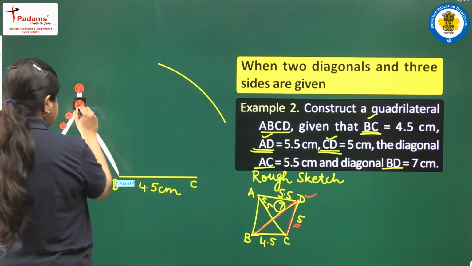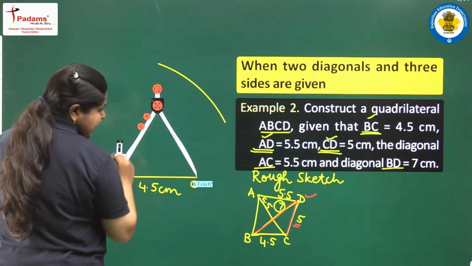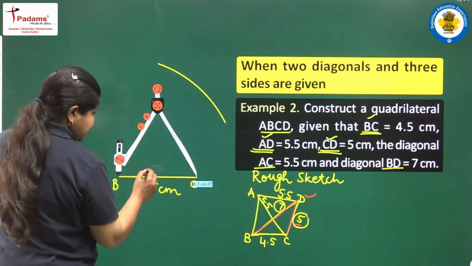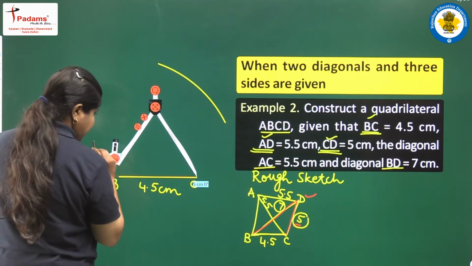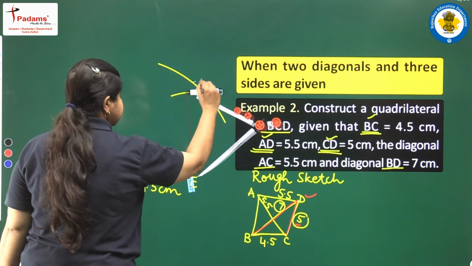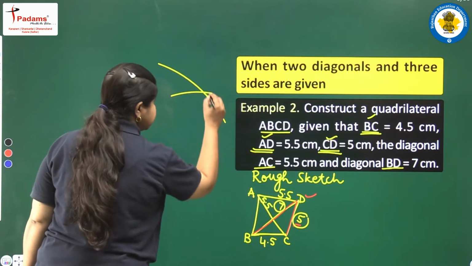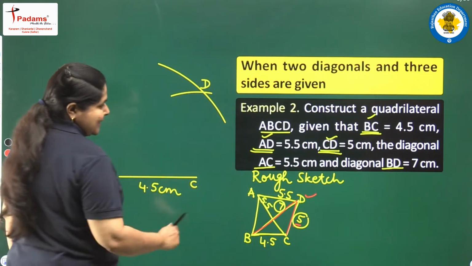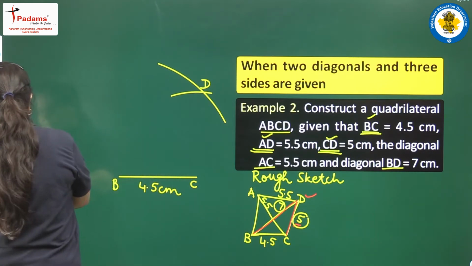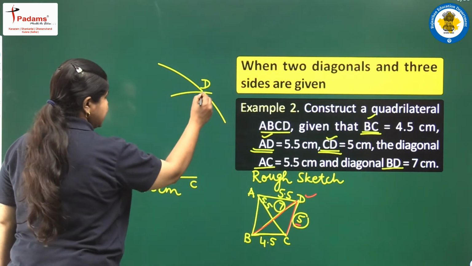Interchange. We will keep this pointed end at point C and now the radius should be equal to 5 centimeters. So let us take it equal to 5, and this is 5, and now we will mark the second arc in this way. Now we get this point D. Can you see it? Now what next to be done? Simply join this D to B and C. So we will join this D.